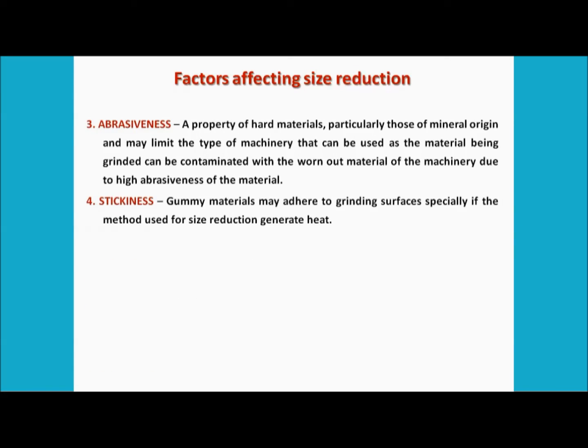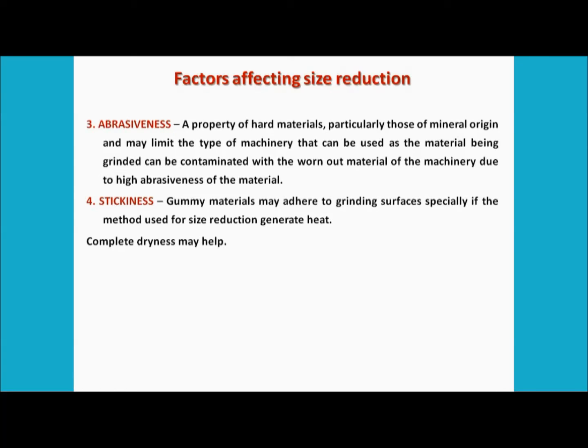Then the next factor is stickiness. Gummy materials may adhere to the grinding surface, especially if the method used for size reduction generates heat. So stickiness is another factor which affects the size reduction. So in case of size reduction of gummy material, we need to be cautious.